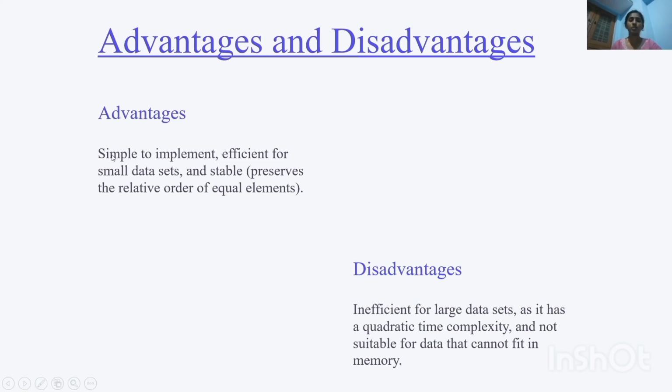Next we have the advantages and disadvantages of insertion sort. The advantages are that it is simple to implement, efficient for small data sets, and stable, which preserves the relative order of equal elements. The disadvantages are that it is not applicable for large data sets, as it has quadratic time complexity, and it is not suitable for data that cannot fit in memory.